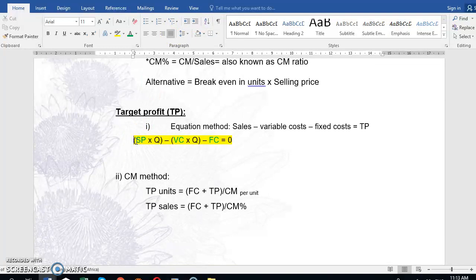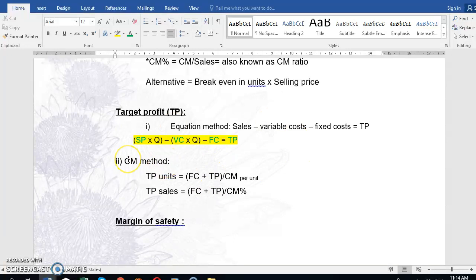Basically we say sales minus variable cost minus fixed cost equals target profit. Sales is equal to selling price times quantity, variable cost is variable cost per unit times quantity, and fixed cost is not dependent on quantity, and that equals the target profit. If I have all of those inputs, in other words the selling price, the variable cost, the fixed cost, and the target profit, I can solve for the quantity that I need using the equation method.